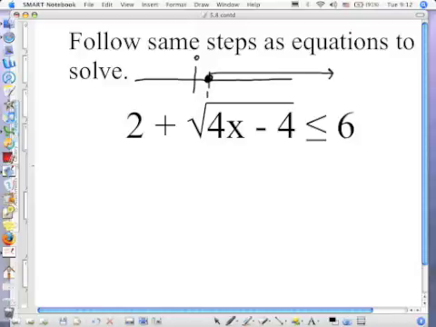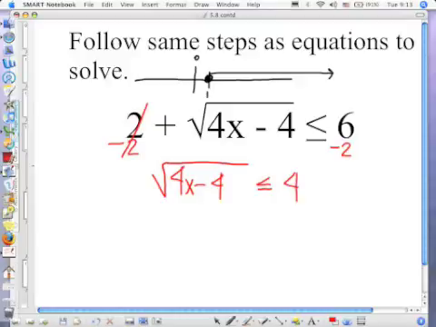All right, just like we did the equations yesterday, the first step is to isolate the radical. Well, what's not under the radical? 2. It's 2 plus. So how do you get rid of 2? You're going to subtract 2 from both sides. Okay? And so you have the square root of 4x minus 4 is less than or equal to 4. Then what?